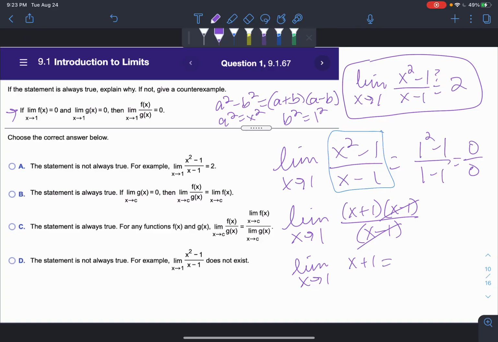And so as always, let's try to plug it in. We get 1 plus 1, and we get 2. So this is true, and because this contradicts the given statement, it is a counterexample to the given statement. And so that's why A is true.